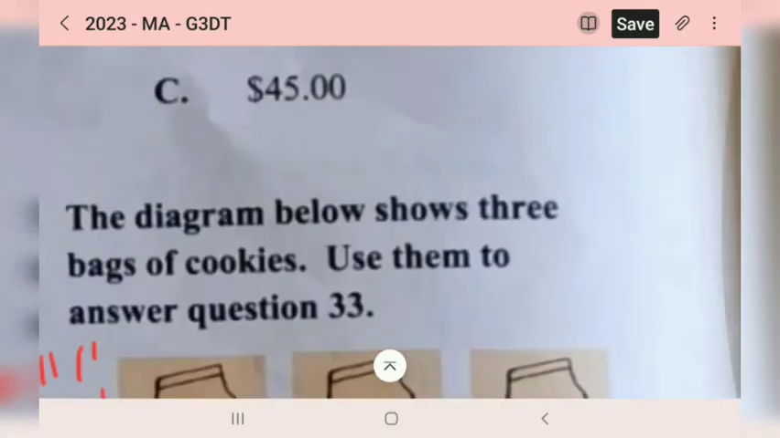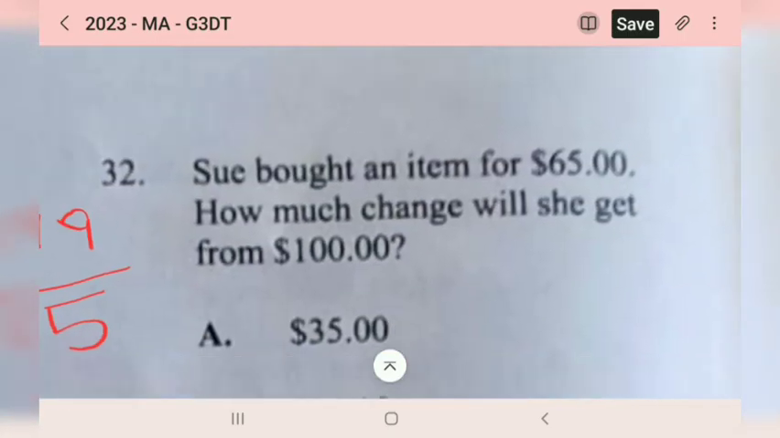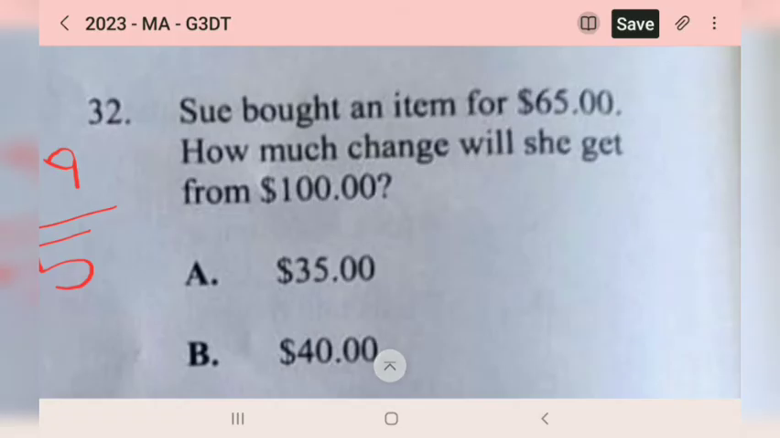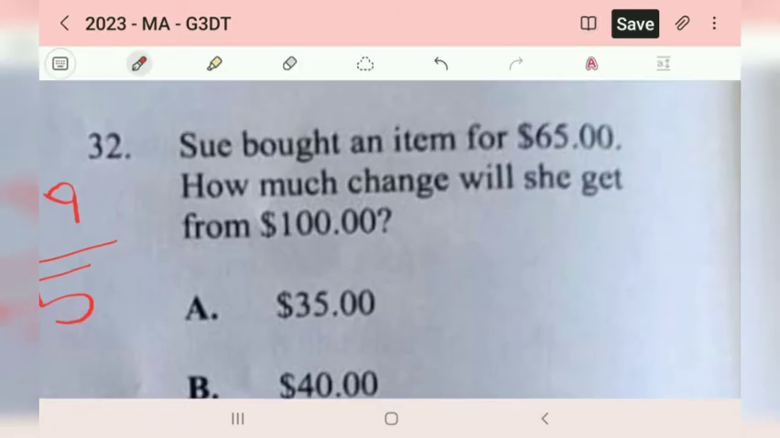Alright? Moving on to number, I'm seeing a repeat already. Number 32. Sue bought an item for $65. How much change? This is a repeat. Will she get? Let's put the big R. Repeat. Alright? How much change will she get from $100? So you have $100 and you're taking out 65.